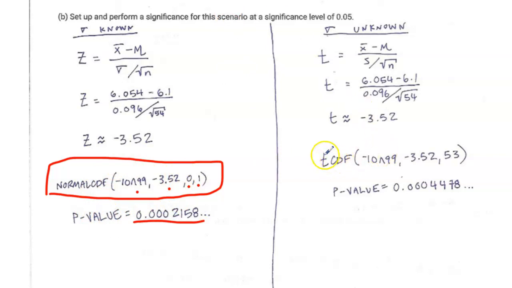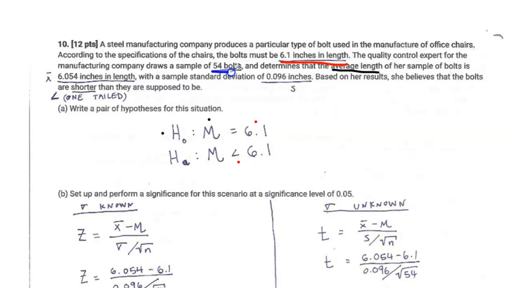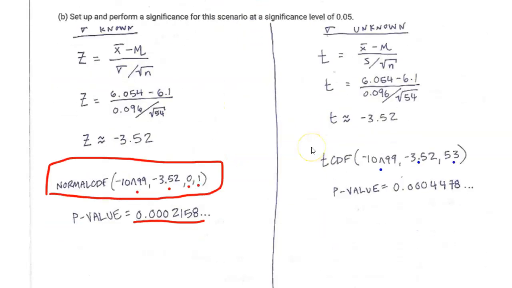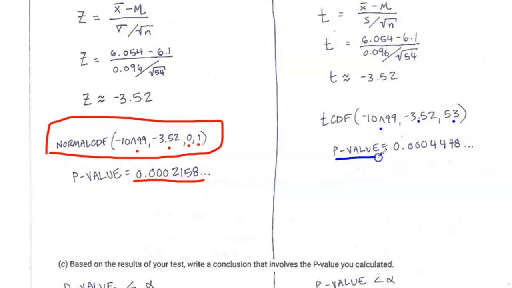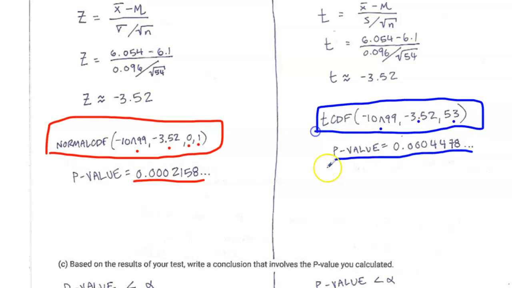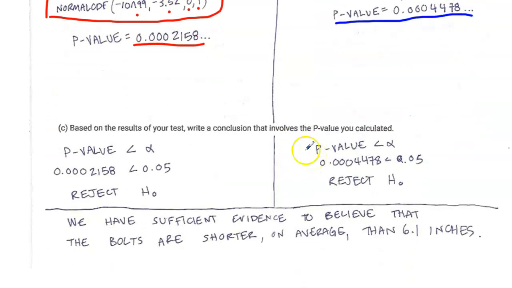However, on the other hand, what we're supposed to do when we don't know the standard deviation of the population is use T. And T uses something that's very slightly different, same lower bound, same upper bound, but here's 53, and again that 53 is coming from degrees of freedom, which is 54 minus 1. I'm getting a p-value, and hopefully you see this. This p-value is also extraordinarily small, 0.0004 versus 0.0002. Regardless of which procedure you use, either T-CDF or normal CDF, you are going to get a value that will lead to the same conclusion.